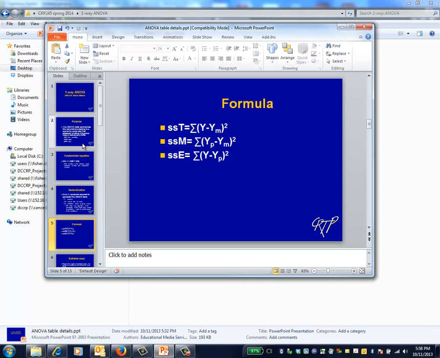This slide presents the formula for the three components of the ANOVA table. The summations extend across all the patients in the data set. Your statistical software will perform the calculations for you.